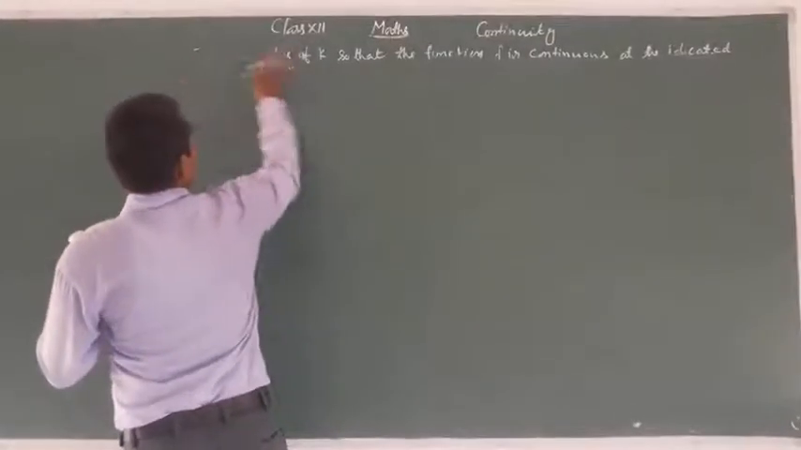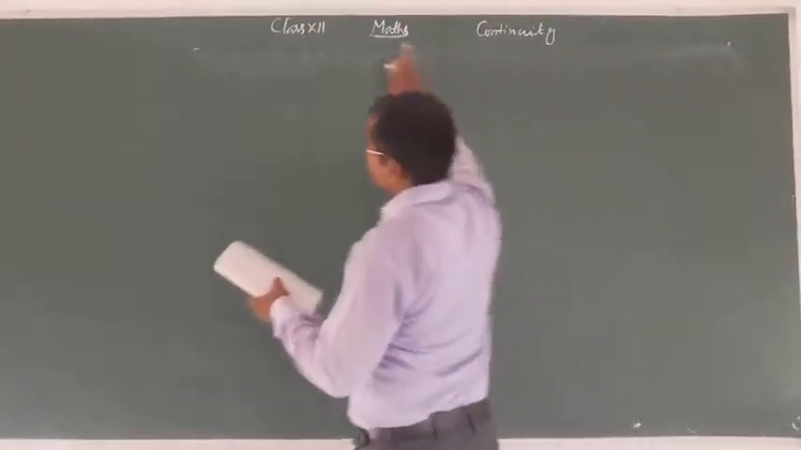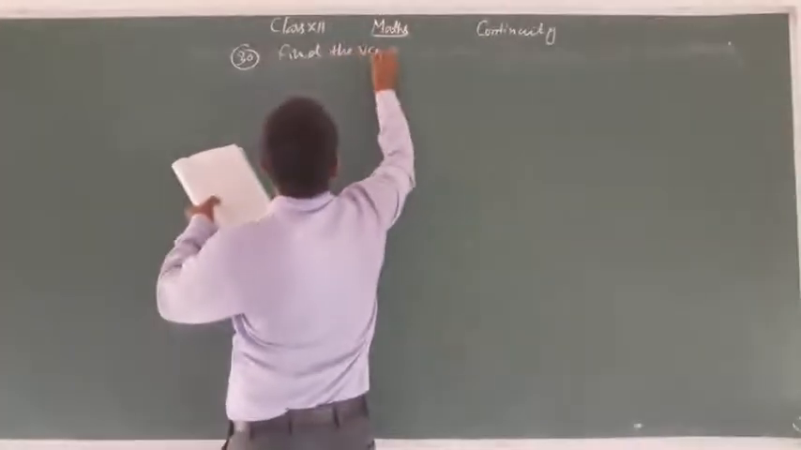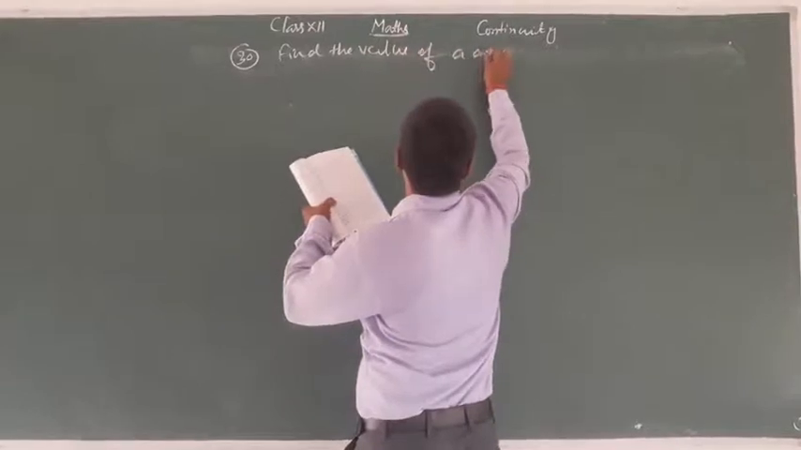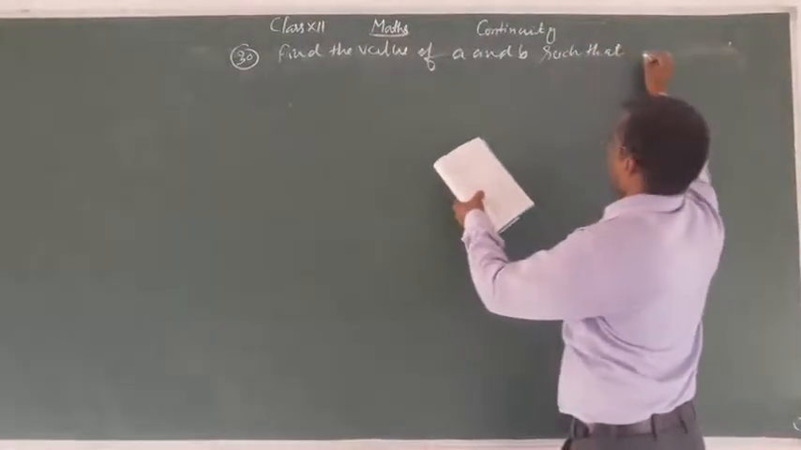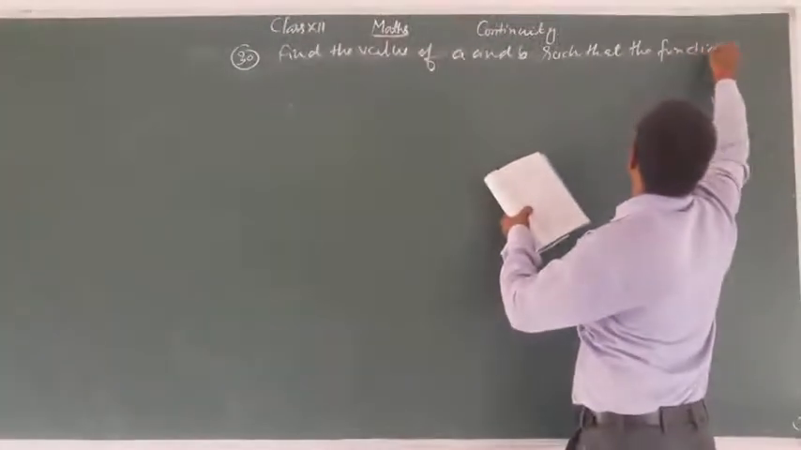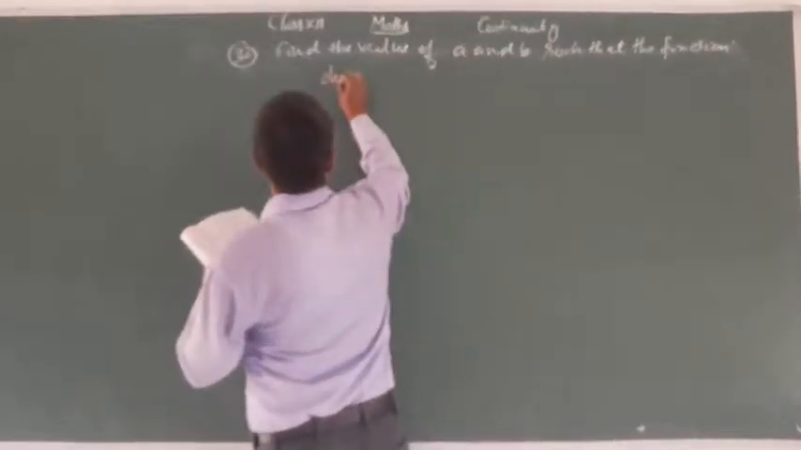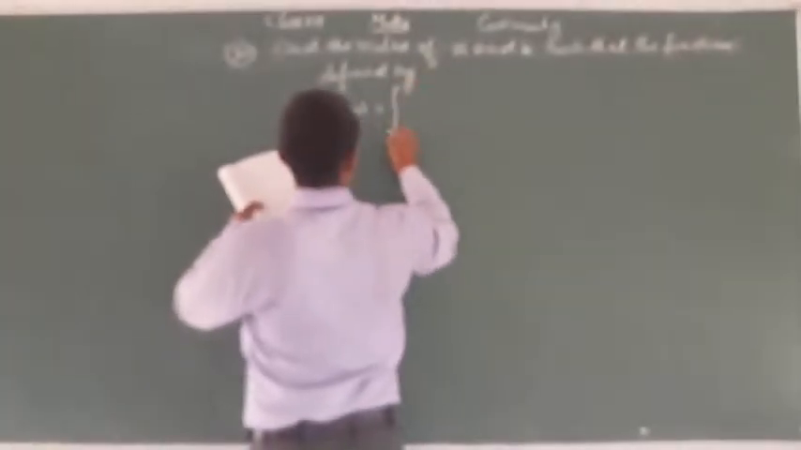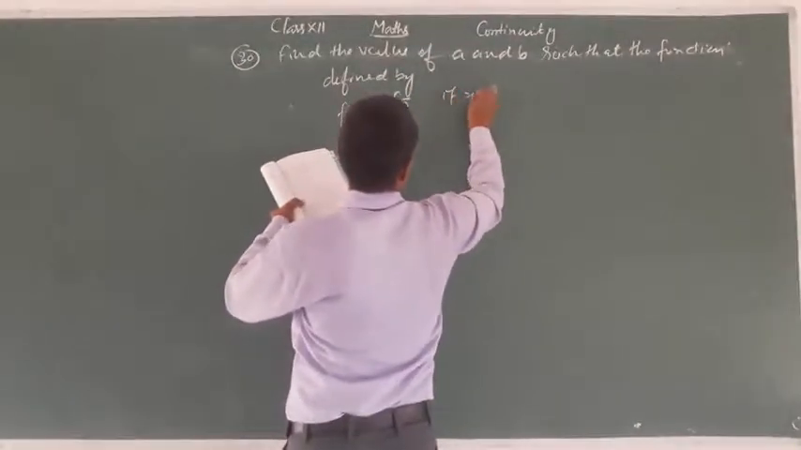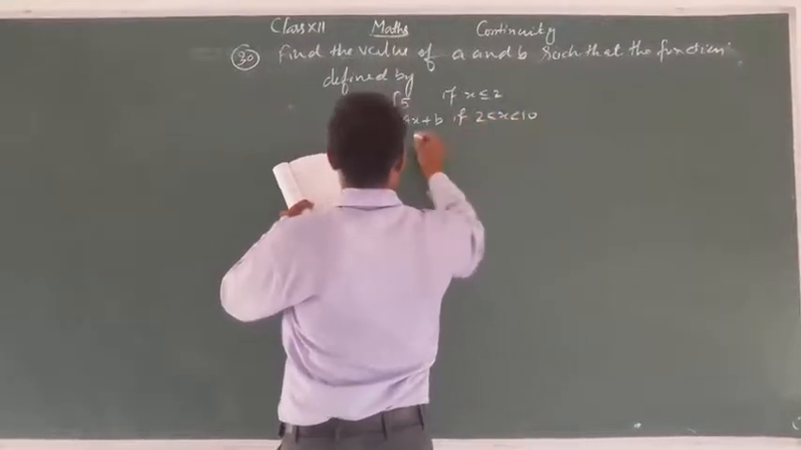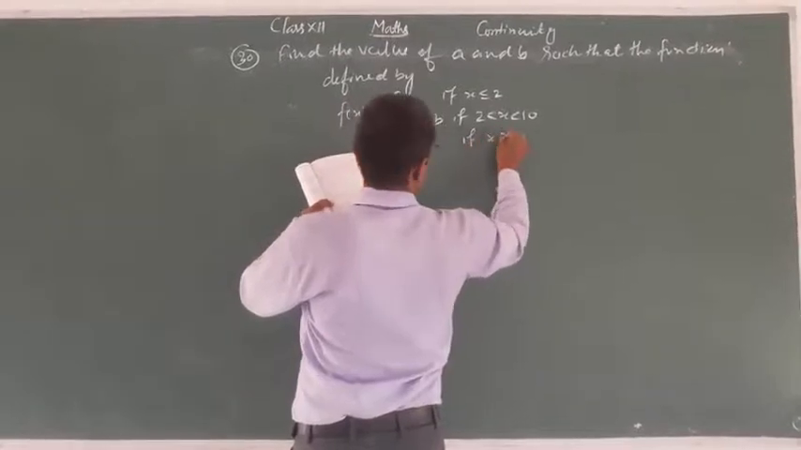Question number 30. Find the value of a and b such that the function defined by f(x) is equal to 5 if x is less than or equal to 2, ax plus b if 2 is less than x is less than 10, and also 21 if x is greater than or equal to 10.